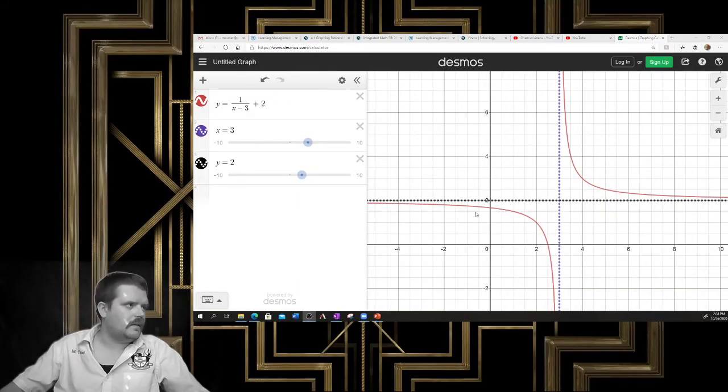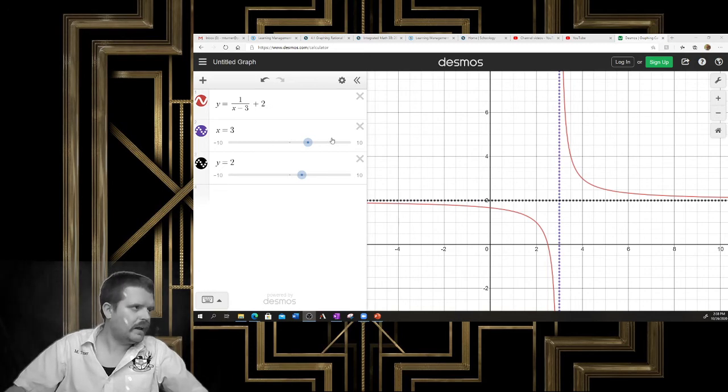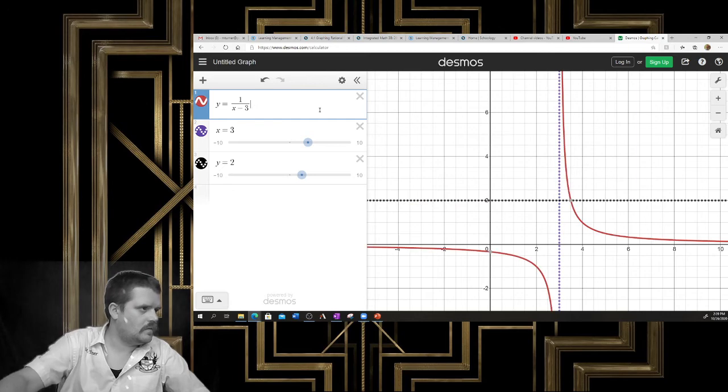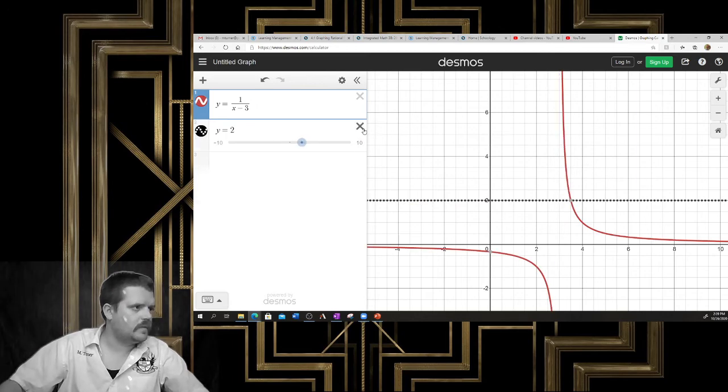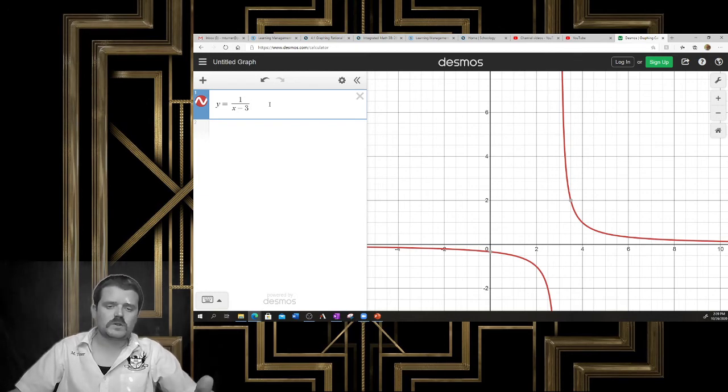The other thing that can happen with a rational function like this is we can also have, in addition to asymptotes, sometimes holes. Now, our simple rational functions aren't going to have any holes in them. But we can have not only asymptotes but holes as well.